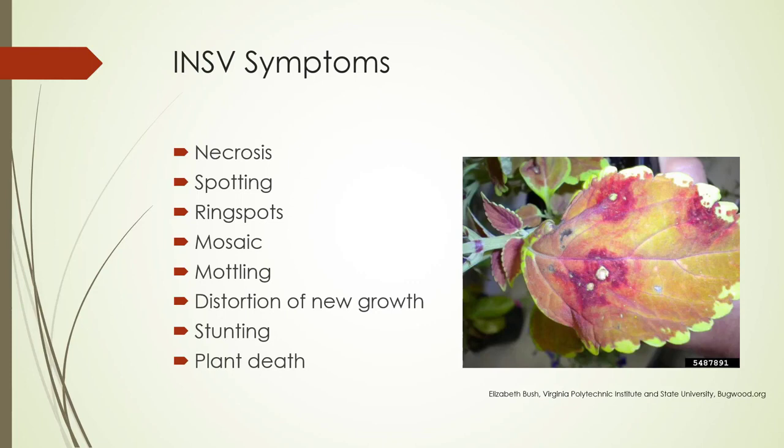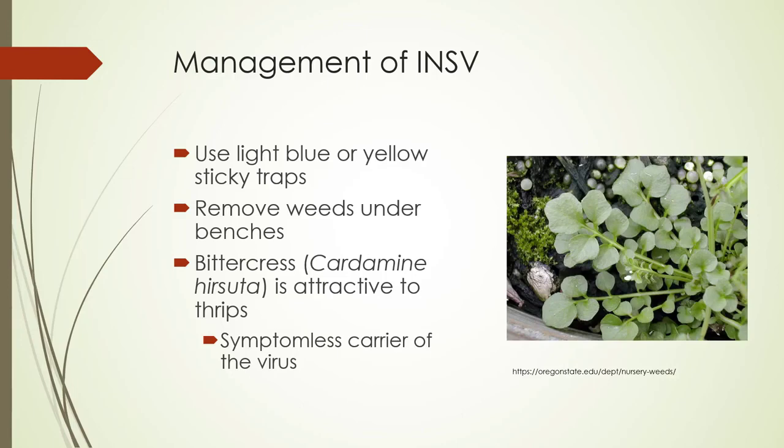So some of the symptoms you're going to see are necrosis, spotting, ring spots, mosaic, mottling, distortion of new growth, stunting, plant death. This is what it looks like on coleus. Again, don't let that name fool you. So you're going to monitor the western flower thrips with light blue or yellow sticky traps. You want to make sure that you're removing the weeds under the benches. Bittercress is very attractive to thrips, and it's also a symptomless carrier of the virus. So weed management is key.